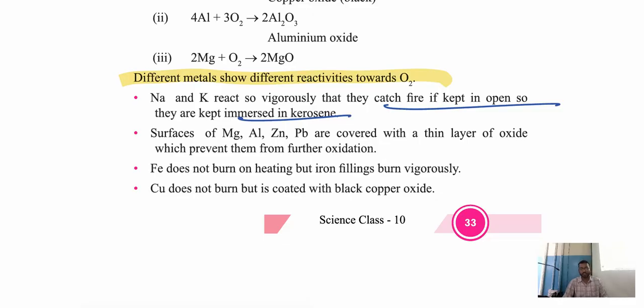Surfaces of magnesium, aluminium, zinc, lead are covered with a thin layer of oxide. We are going to cover them with a thin layer of oxide. We are not going to keep them just open. We are going to cover them and keep them. Example, take any food item. Can you keep the food item as it is? No. We cover it in a plastic bag or roll it in an aluminium foil kind of thing. We cover them and we keep.